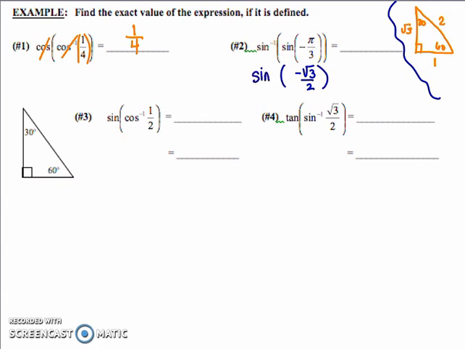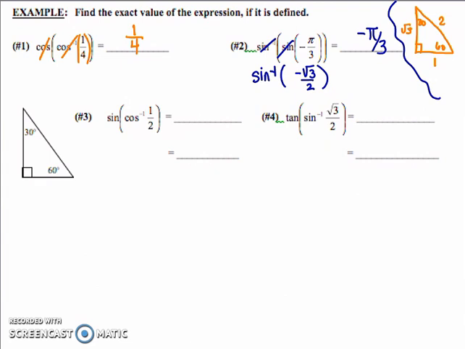So now we're asking, well, what's the inverse sine of negative square root of 3 over 2? Where in the range of inverse sine is our y value negative square root of 3 over 2? And the answer is at negative pi over 3. So once again, this was a situation where the inverse sine and the sine cancel each other out. But I warn you again, it's not always going to be the case. We have to be careful.